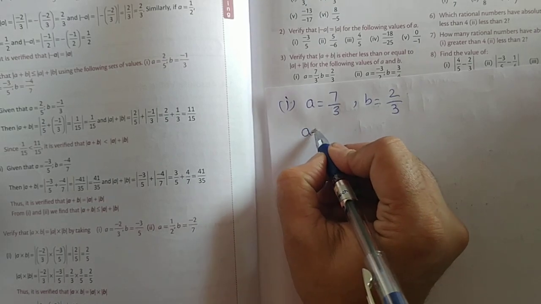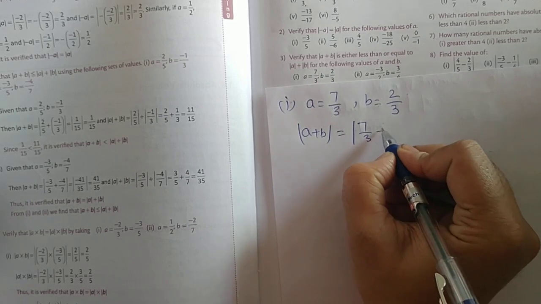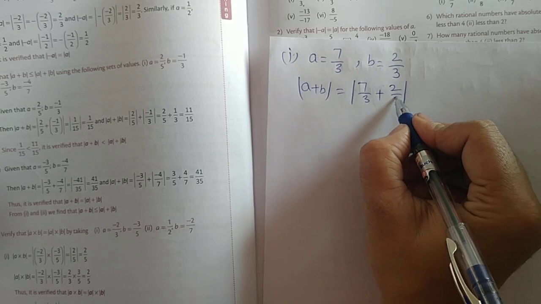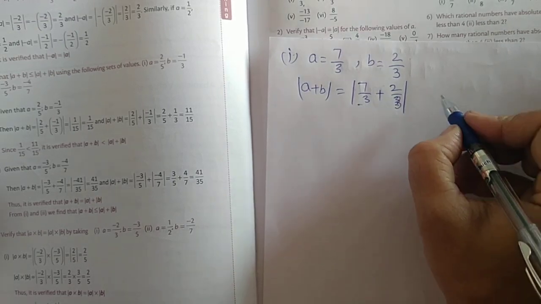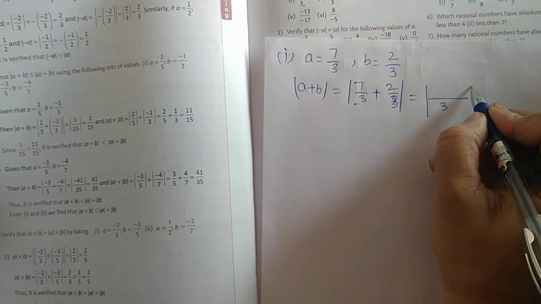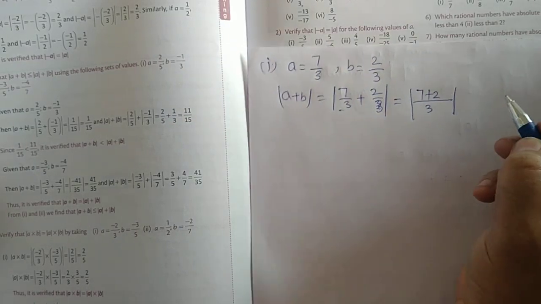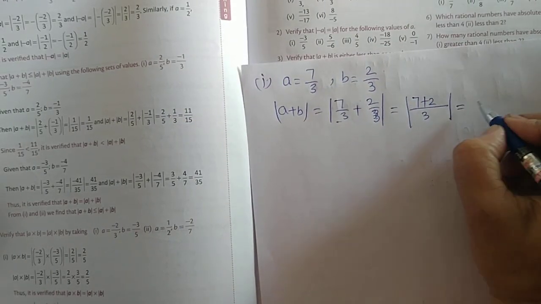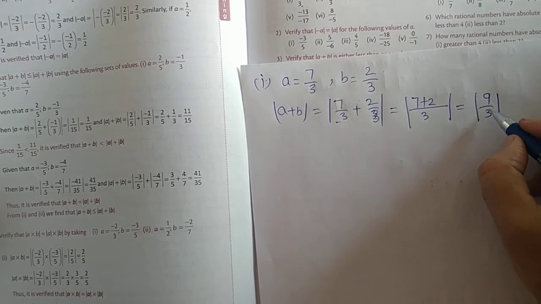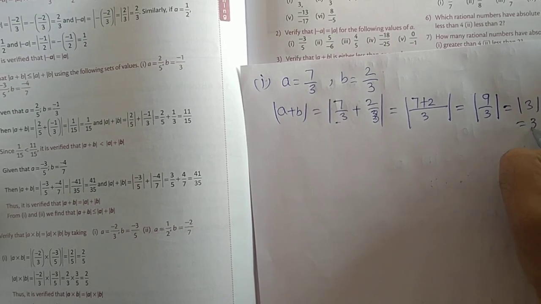So mod of a plus b will be mod of 7 upon 3 plus 2 upon 3. The denominators are the same and the LCM will be 3, so we can directly add the numerators. So 7 plus 2 is equal to 9 upon 3. Then 9 divided by 3 is 3, and mod of 3 is equal to 3.